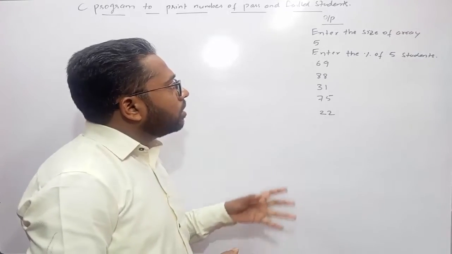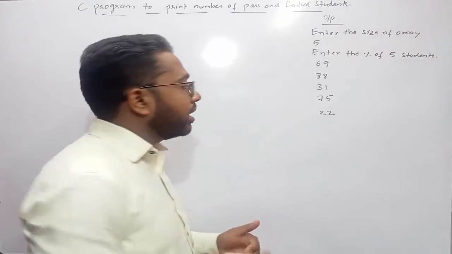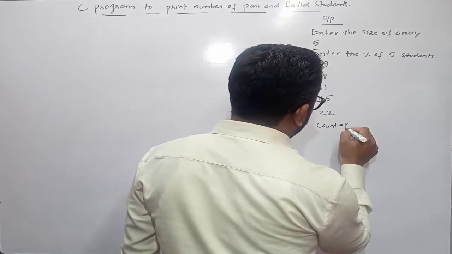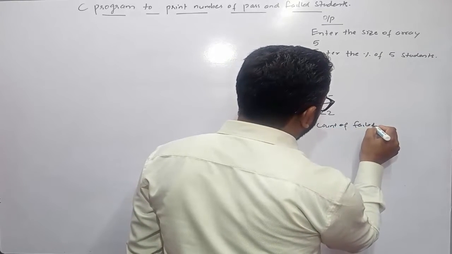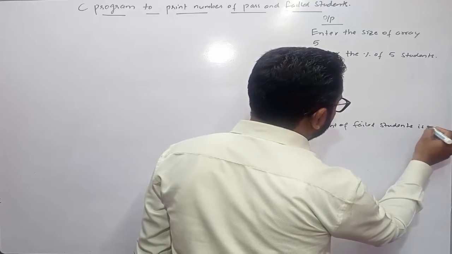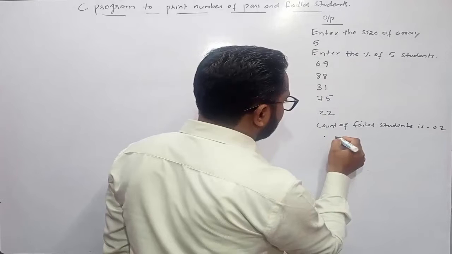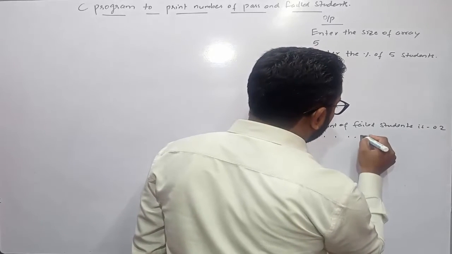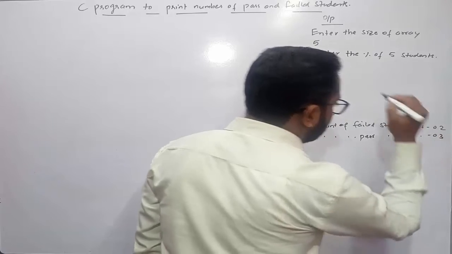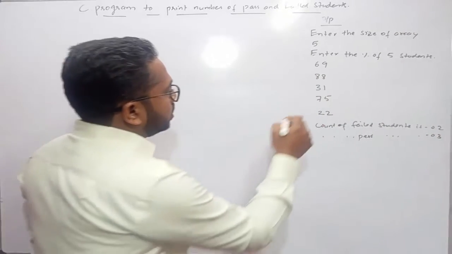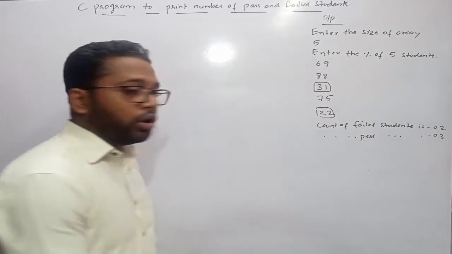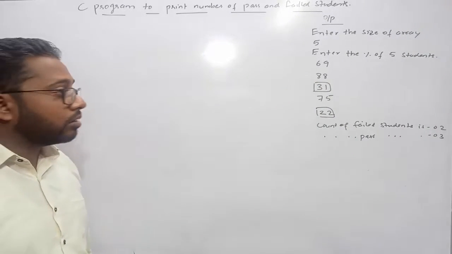So now we should get an output like this. Count of failed students is 2 and count of passed students is 3. Okay, so these two marks belong to failed student marks, or percentages.